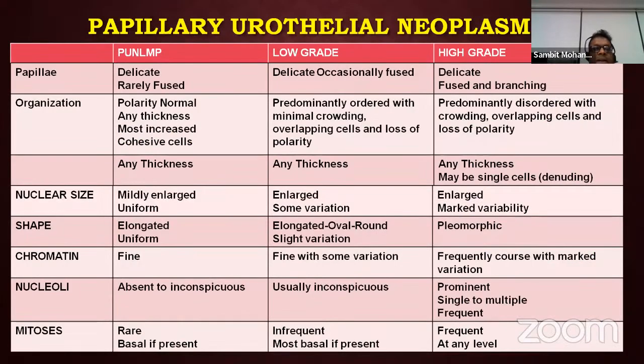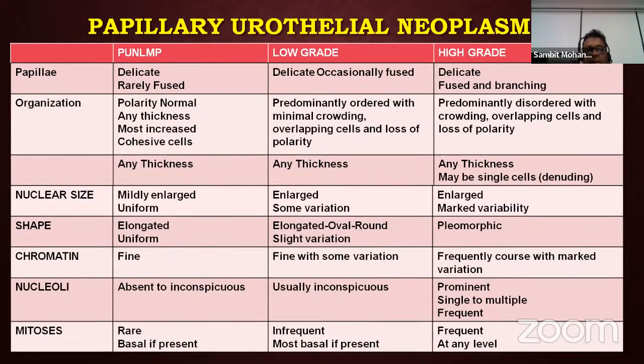Then if I have to differentiate these three, PUNLMP would have delicate papillae, they are rarely fused. Low grade would be fused, but to some extent, and high grade would be more branched, fused, and sometimes they can show tertiary branching. Organization and polarity would be normal. It can be of any thickness, and cells are more cohesive. Here, the cells are more crowded with presence of nuclear groove occasionally in the basal layer. As they go up, they lose the nuclear groove and the vacuolation, and there is presence of mitosis in the basal layer with mild crowding and pleomorphism.